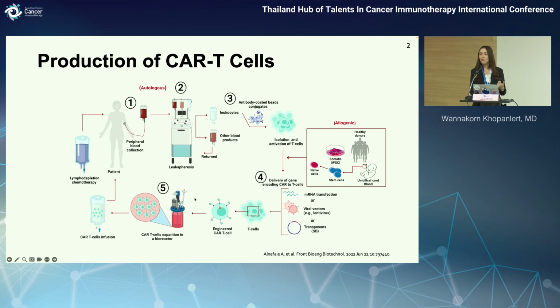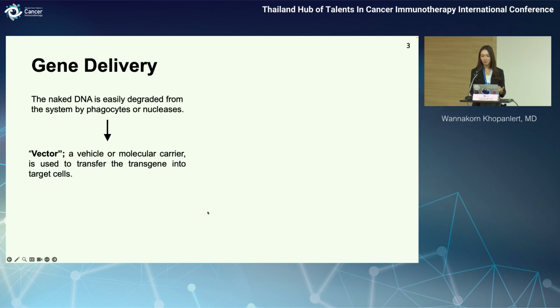The part that we are focusing on right now is the delivery of the gene encoding the CAR to the T cells, including mRNA transfection, viral vectors, or transposons that make the T cells express the genes of interest and become the engineered CAR T cells.